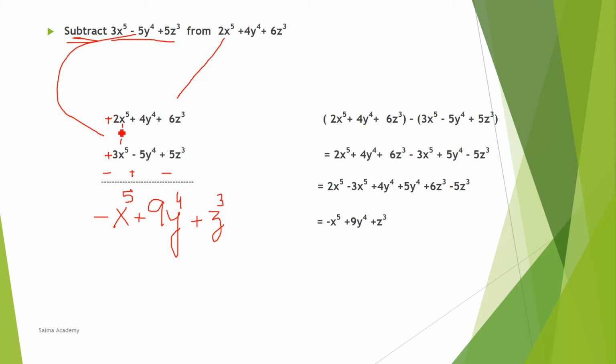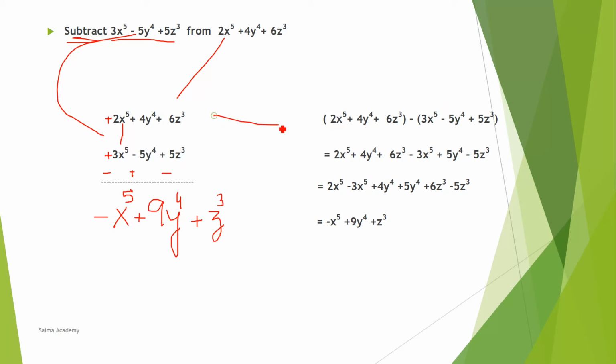So 3 is greater than 2, and 3 has a minus or negative sign. Here 6, negative 5. Yes, you have to subtract, but what sign will come? Positive, because 6 is greater than 5. Keep in mind, do not say plus minus minus. In multiplication you have to change the sign.